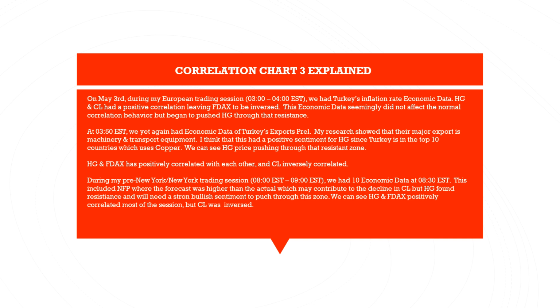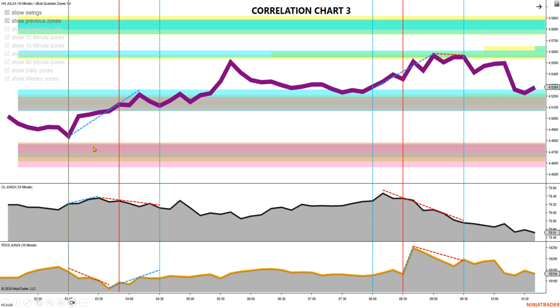So Turkey is in the top 10 countries which use copper. Very important, doing his homework, understanding those confluences that are outside of a trading chart that could actually affect that particular data. And then you can see HG price pushing through the resistance zones as a result of that data. If we go back here, we can see there's 3:50 at this point here. That just gave it the momentum then to start pushing through this major confluence of resistance. And then when it comes back to test later, it is now support.